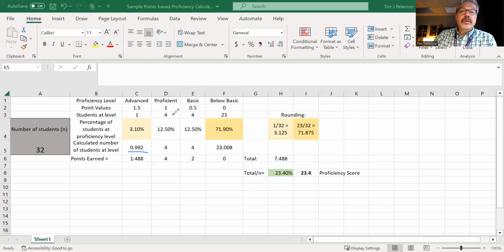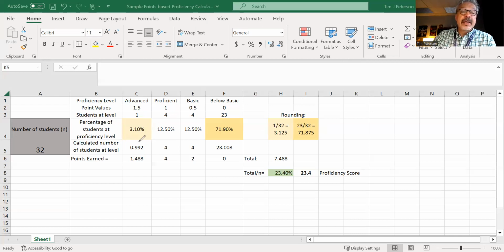For proficient, 12.5%. So take 4 divided by 32, that's what you end up with. Same thing for basic. If you take 23 divided by 32, you again end up with 71.875. Rounded, that will equal the 71.9% that we're going to use.